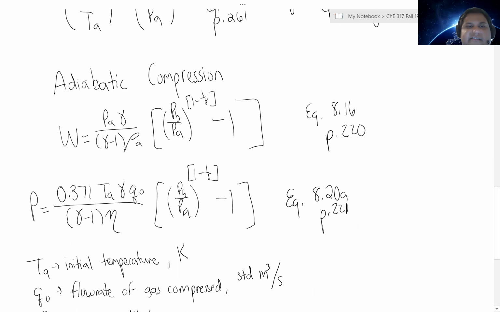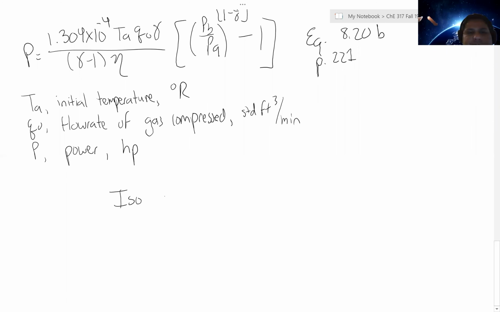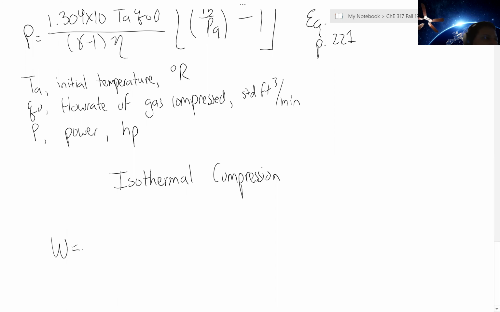Now for isothermal compression, we have a slight modification of our expressions. If we're to solve for work, we get the following equation. Work is equal to R times our initial temperature over the molecular weight times the natural log of our compression ratio.